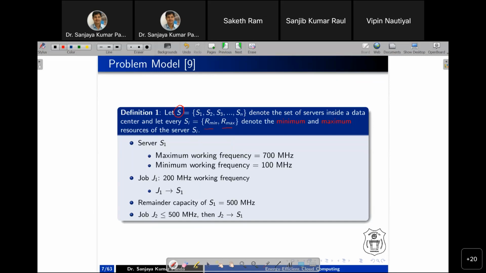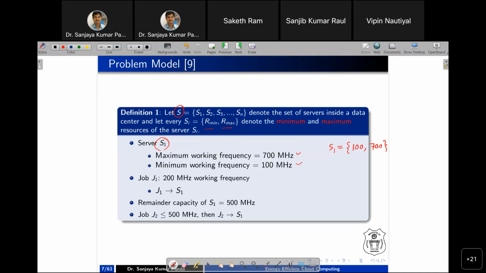R min indicates the minimum resource of the server Si, and R max is the maximum resource of the server Si. In order to represent this minimum and maximum resource, here we have considered the frequency. You can see in the server S1 case, the maximum working frequency is, let's say, 700 megahertz. Our processor also has some frequency, right? And the minimum working frequency is, let's say, 100 megahertz. So you can represent S1 as the two tuple 100, 700. 100 is the minimum resource, 700 is the maximum resource. Okay, this is about the server.